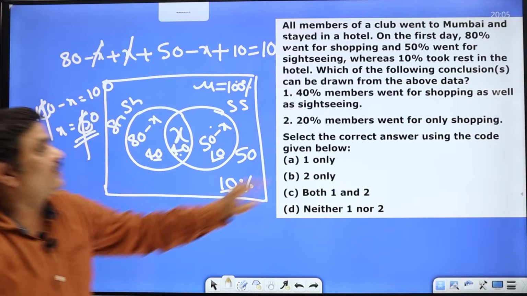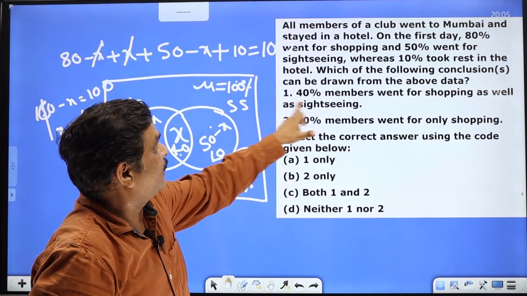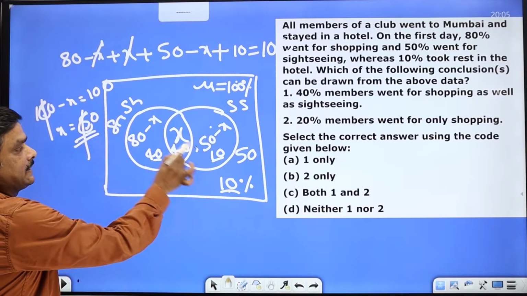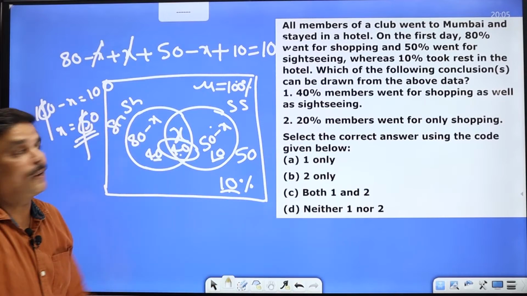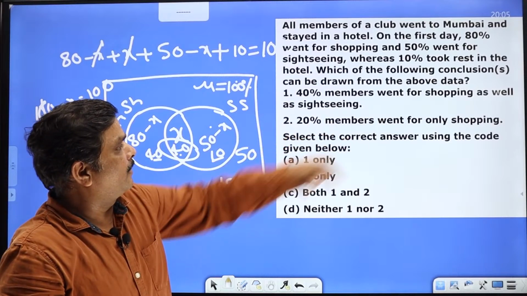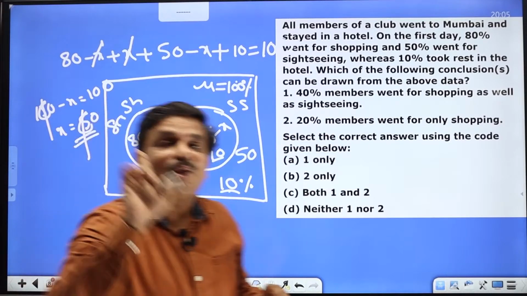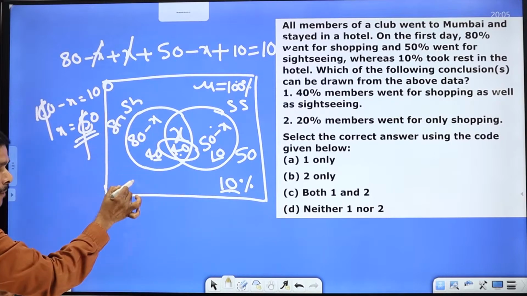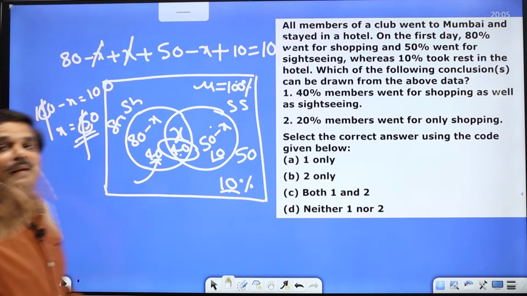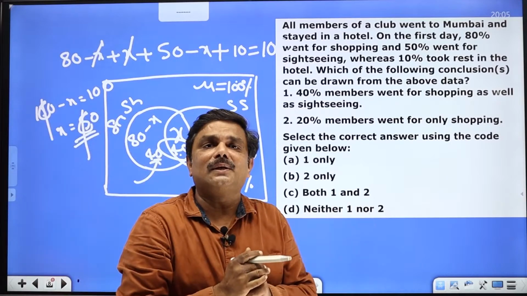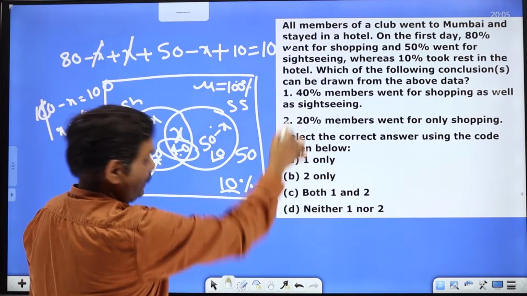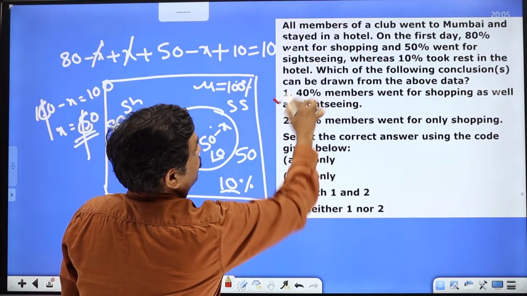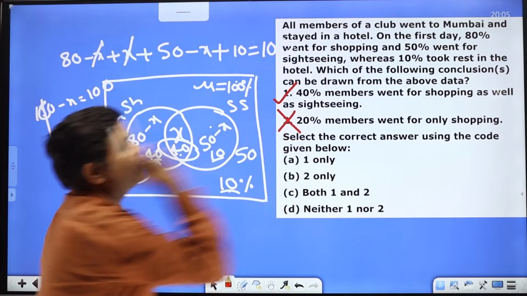Okay, now what is the question? What are the conclusions here? 40% members went for shopping as well as sightseeing. Yes, that is true. Next, 20% members went for only shopping. Only shopping, how many are there? This is shopping. Only shopping is 40%, 80 minus 40. This is not 20%. For that reason, this is wrong. So, as far as the answer is concerned, the first conclusion is right, the second conclusion is wrong.